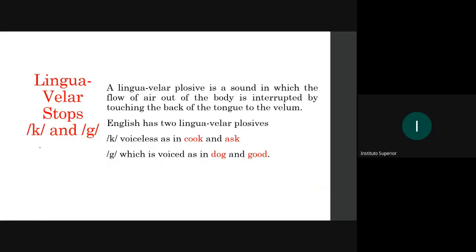Also, we have the lingual velar stop, or the lingual velar plosive. We have these two sounds here in this group. Can you produce these sounds? Like in cook, cook, and ask. Or in duck, are good.